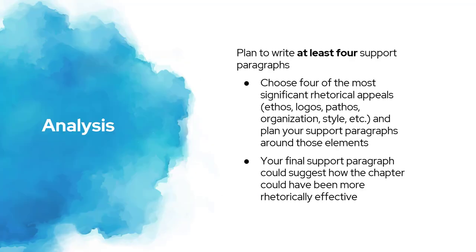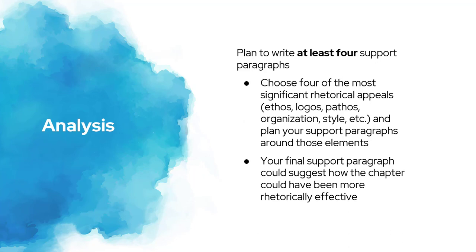After you've written the summary portion of your rhetorical analysis and you've come up with a thesis that you think successfully encapsulates your main ideas, then you're ready to get started on the analysis portion. I recommend planning to write at least 4 support paragraphs for your analysis portion, and here's a breakdown of what I think is the most successful way to go about choosing those 4 support paragraphs.